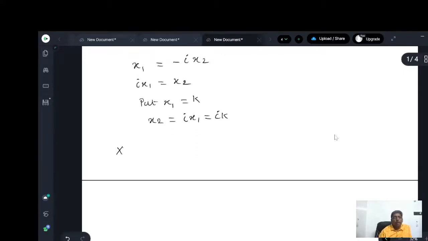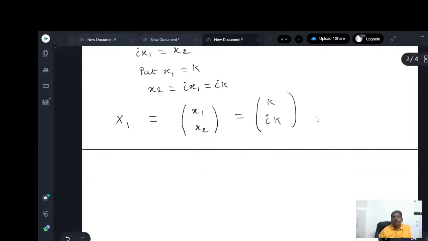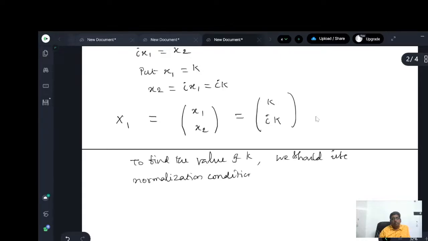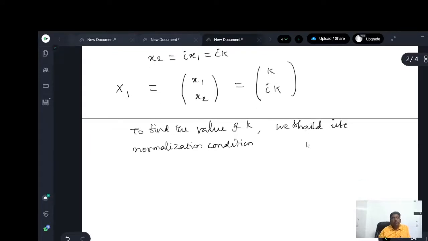Now the first characteristic vector X1 is equal to small x1, small x2, which is equal to small x1 is assumed as k. Automatically x2 equal to i into x1, that is i into k, because the value of x1 is k. Now you should find out the value of k. For that, to find the value of k, you should use normalization condition. That is X1 dagger X1 which is equal to 1.